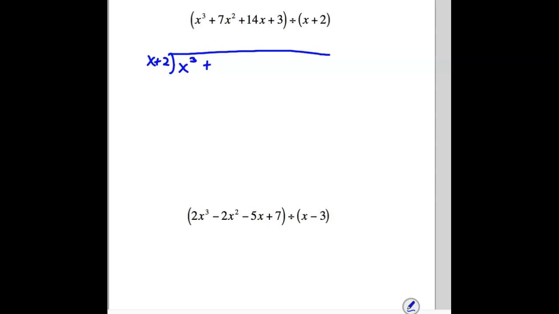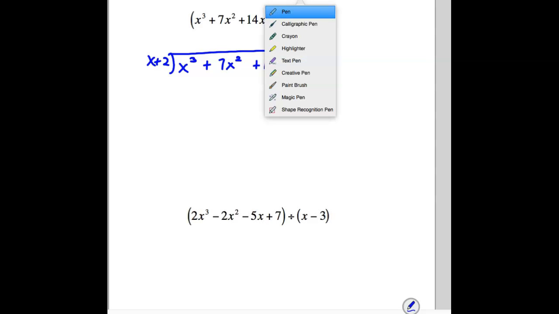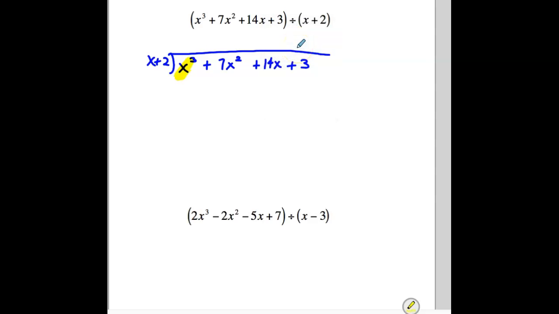All right, let's try another one. This one says x cubed plus 7x squared plus 14x plus 3, and we are dividing by x plus 2. So our x plus 2 goes in front. We have an x cubed. We have a positive 7x squared, a positive 14x, and a positive 3. All right. How many times does x go into x cubed? Again, remember we are focusing on the first term only.